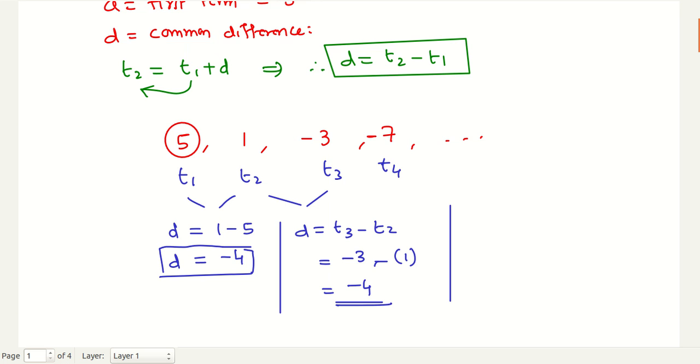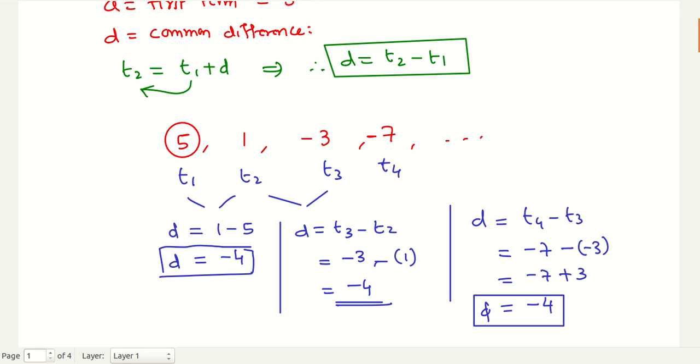Again find D for the fourth and third term, the common difference. It is T4 minus T3. T4 is minus 7 and T3 is minus 3. So minus 7 minus of minus 3 becomes minus 7 plus 3, because minus into minus is plus. So it becomes minus 4. Again the value of D is minus 4. So we saw that in all the cases the common difference D is minus 4.